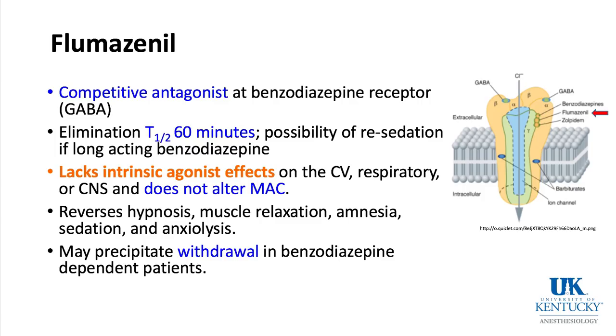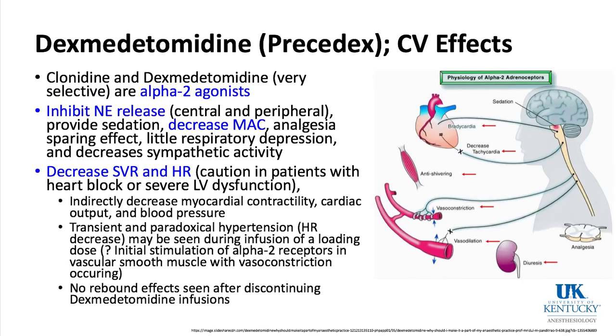Flumazenil lacks intrinsic agonist effects such that if I gave it to you, you would not know that you received it. You wouldn't get a change in heart rate or blood pressure or respirations or have sedation, for example, and it doesn't alter MAC. Flumazenil reverses all the effects of benzodiazepines, including sleep or hypnosis, the muscle relaxation effects, amnesia, sedation, and anxiolysis. And if someone is benzodiazepine dependent and you reverse them rapidly, you can precipitate a withdrawal and possibly even seizures. Dexmedetomidine or Precedex and its cardiovascular effects is the next key word.